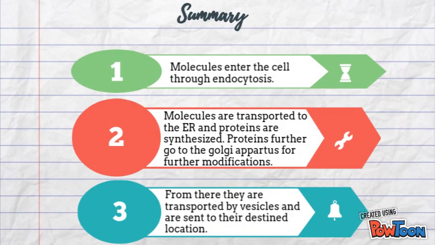Overall, proteins and cargo are transported into the cell through endocytosis and are sent to the ER. Protein synthesis and modifications occur in the ER lumen and are sent through vesicles to the Golgi apparatus. There, the proteins are further modified and sorted and then sent to the right location.